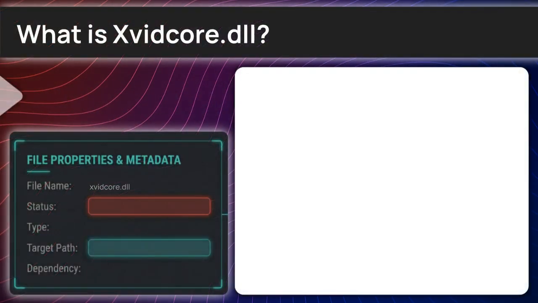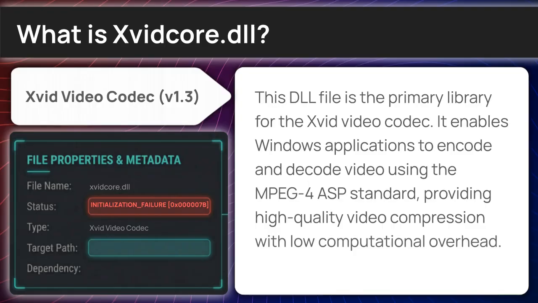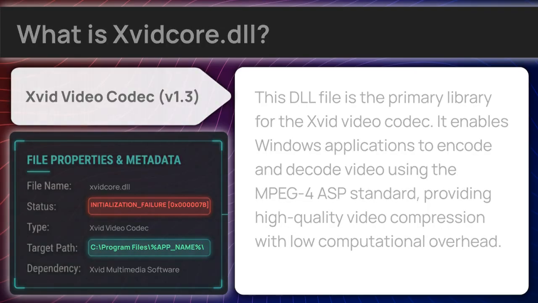This DLL file is the primary library for the Xvid Video Codec. It enables Windows applications to encode and decode video using the MPEG-4 ASP standard, providing high-quality video compression with low computational overhead. Now that the background is clear, let's walk through the actual installation steps.